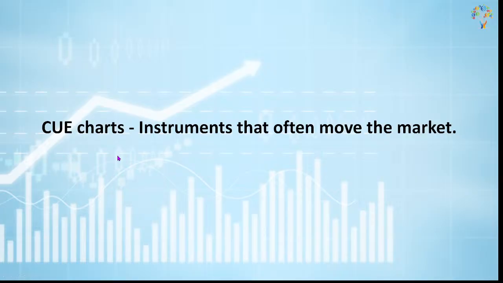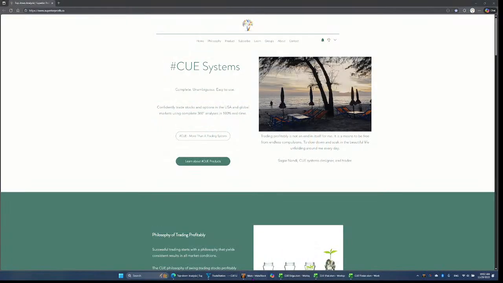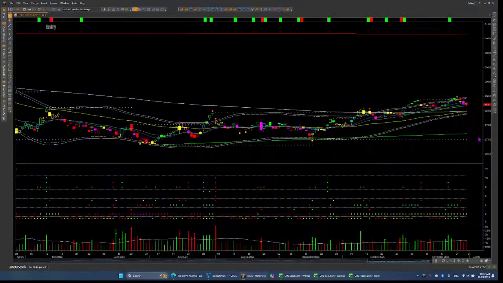These weekend videos will not be enough. You may run the scans and find trade ideas during the week as well. That's what I wanted to mean. Let's start with charts of instruments that often move the market, starting with dollar index ETF UUP.